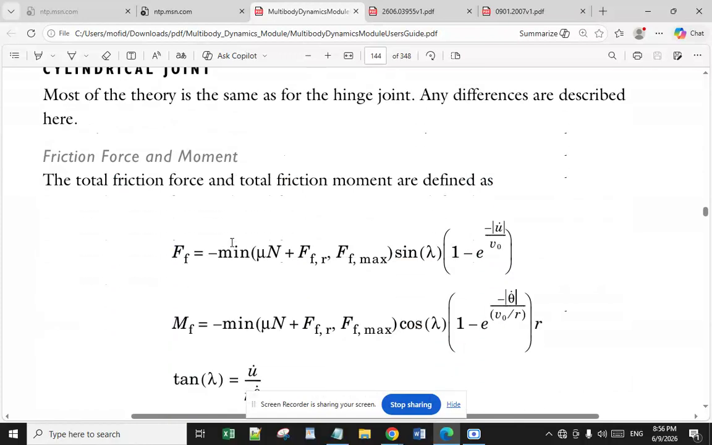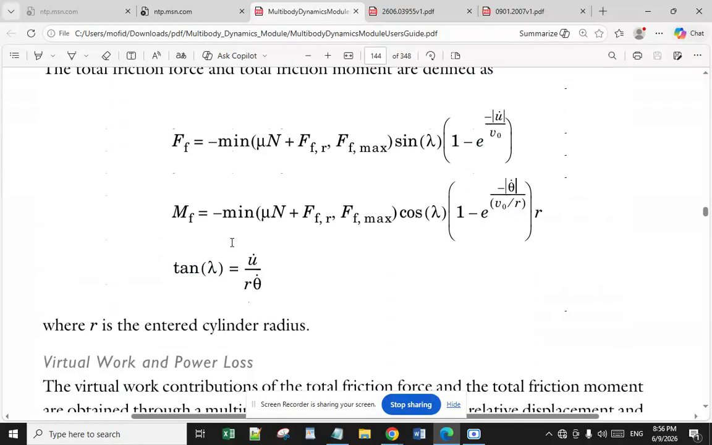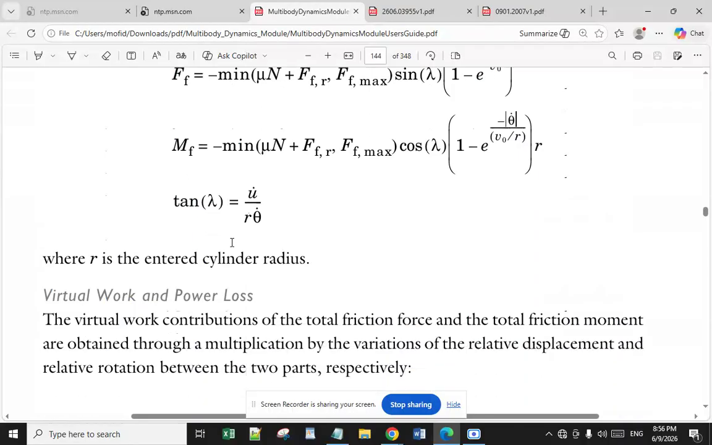The total friction force and total friction moment are defined as FF = -min(μ m + FFR, F_max) sin λ (1 - e^(-|u'|/ν0)), MF = -min(μ m + FFR, F_max) cos λ (1 - e^(-|θ'|/ν0)) / r * r, where r is the entire cylindrical radius.